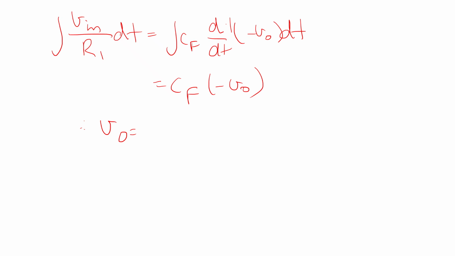Therefore, V0 is equal to minus 1 by R1 CF integral of Vin dt plus C, where C is the integration constant, proportional to the value of the output voltage V0 at time t equal to 0 seconds. For example, if the input is a sine wave, the output will be a cosine wave. If the input is a square wave, the output will be a triangular wave in the case of the integrator.